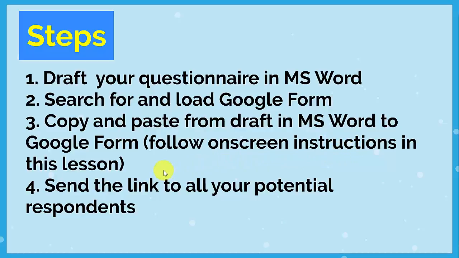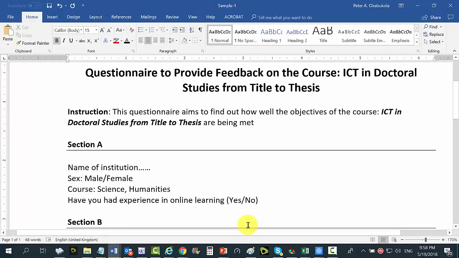The last thing is you finish developing the form, so you want to send it to as many people as possible, so you just email the link to all your potential respondents. This is what I've been doing for us in this course. So let us see how we begin with our first step, developing the questionnaire in MS Word. Please note that at the end of this lesson, I'm going to ask you to develop your own questionnaire, whether you are in the science group or you are in the humanities group.